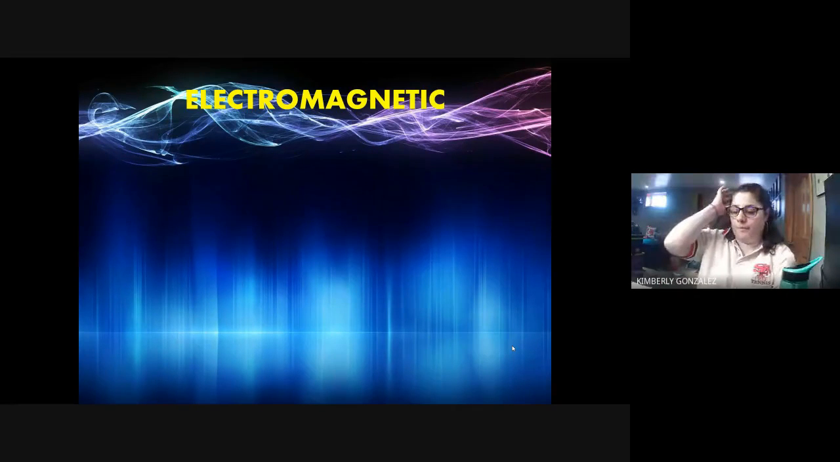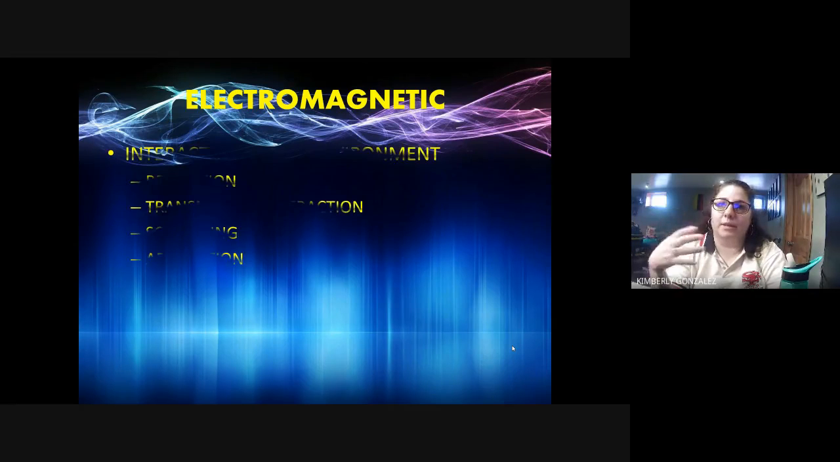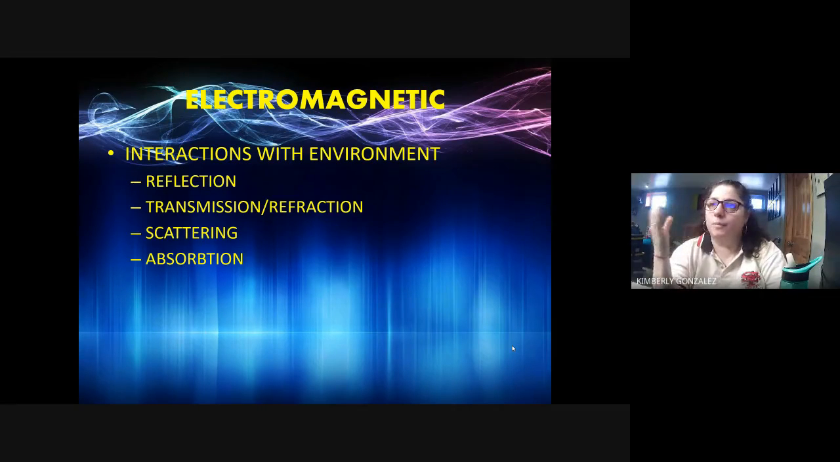So we're going to start with the electromagnetic energy. We're not going to go through every single type of energy, but I want to talk about electromagnetic because we've already talked about light being emitted from the stars and what's going to happen with that light. So electromagnetic energy is going to interact with the environment in 4 different ways: reflection, transmission or refraction, scattering, or absorption. I'll give you guys a second before I explain this so that you can copy it down.